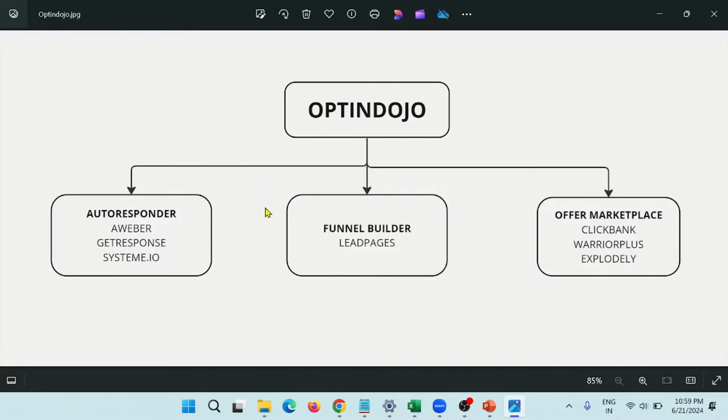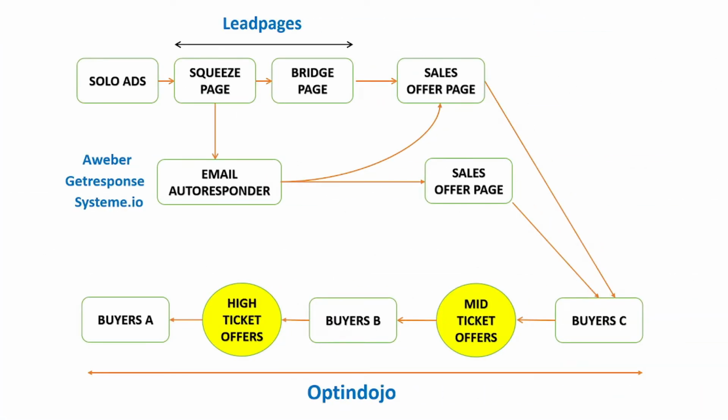What do we mean by the central command system? If you refer to part 2 of this training series, you can see the solo ads as the main traffic, and the traffic comes to the squeeze page. The squeeze page and bridge page are built using Lead Pages. The tracking pixel from Optin Dojo is inserted into the squeeze page of the Lead Pages software, and from there it is channeled to the sales offer page.